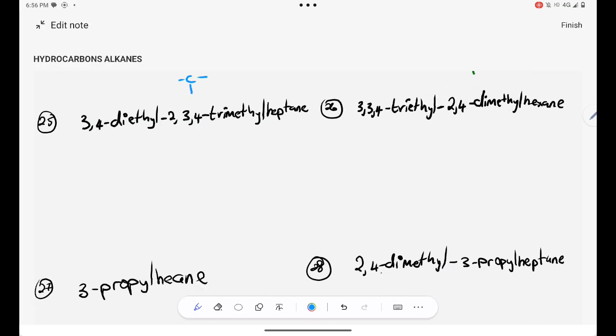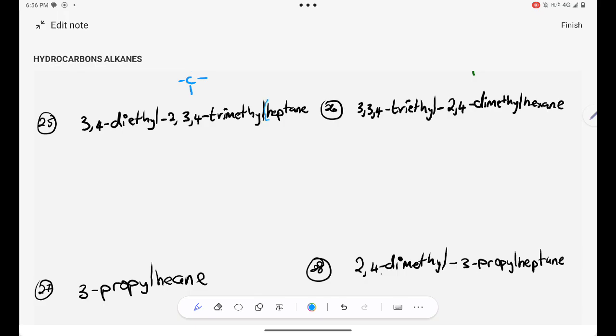Now let's go to 25. I simply have 3,4-diethyl and then 2,3,4-trimethylheptane. Hept, remember that, guys, this always tells us about our parent chain, right? Our parent chain has 7 carbons. 1, 2, 3, 4, 5, 6, 7.